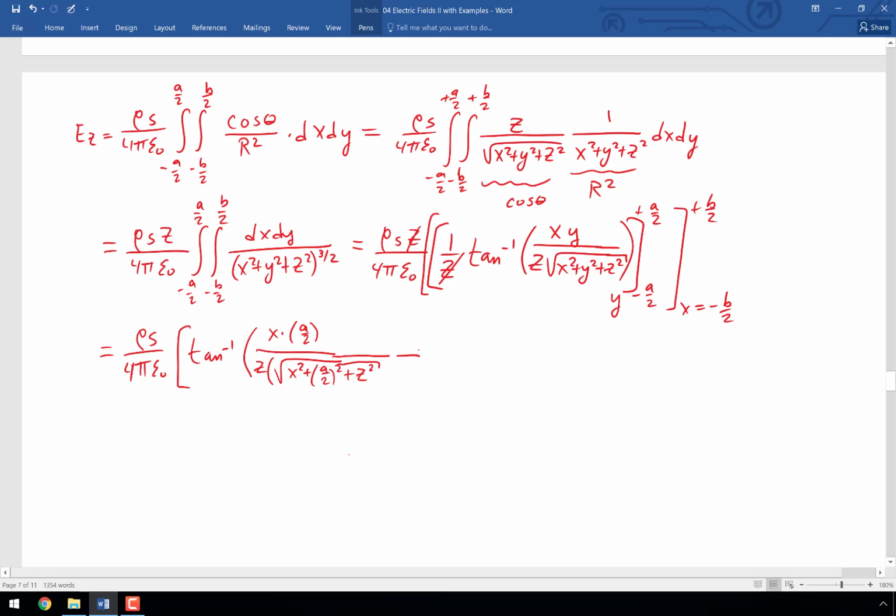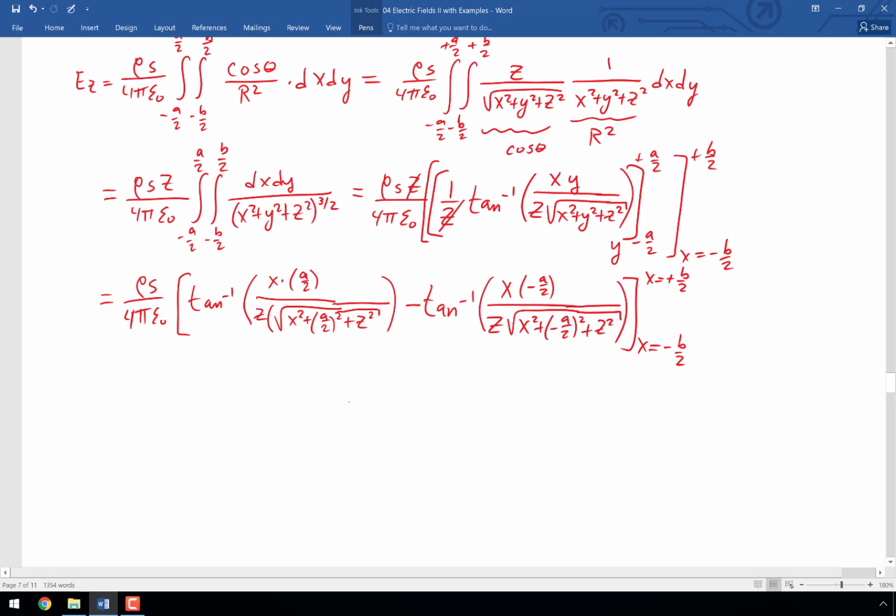Then I subtract the same thing, but with a negative, and I have to close the arctangent, and then I subtract off the same thing, but now I substitute in negative a over 2. So this is the arctan of x times negative a over 2 divided by z times the square root of x squared plus negative a over 2 squared plus z squared. And then I still have to plug in x equals negative b over 2 up to x equals positive b over 2, but I'll do that here in a second.